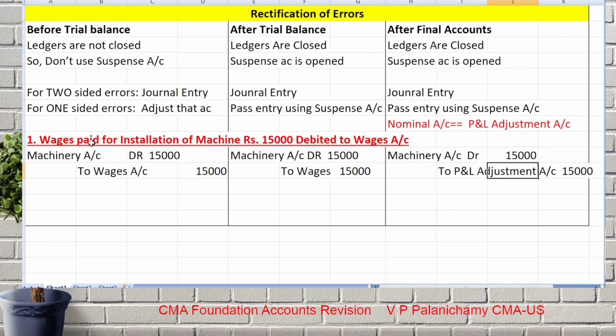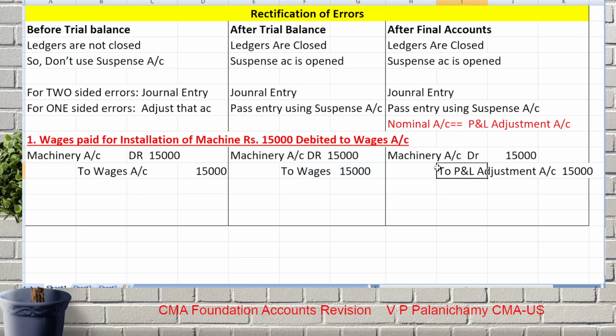Once again, wages paid for installation of machine debited to which account? Wages account. This error affects two accounts or one account? Two accounts. Which accounts are affected? We have not debited machinery. Debit it now. Wages was wrongly debited, how do we cancel it? Credit it. After trial balance also the same entry comes.